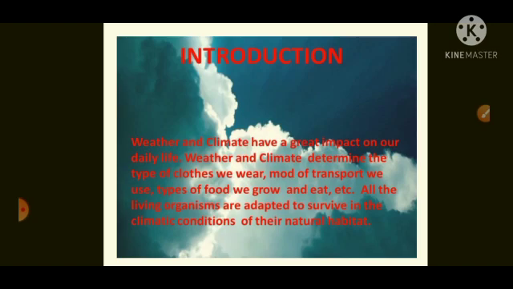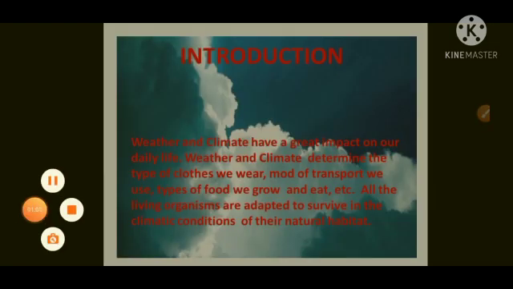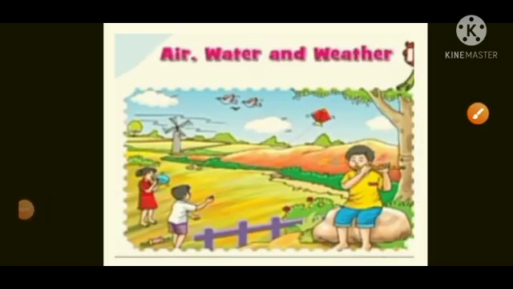So, this is part 1 of this chapter 9. Let us first go through a brief introduction about this chapter. Introduction. Weather and climate have a great impact on our daily life. Weather and climate determine the type of clothes we wear, mode of transport we use, types of food we grow and eat, etc. All the living organisms are adapted to survive in the climatic condition of their natural habitat. So, let's start the video.